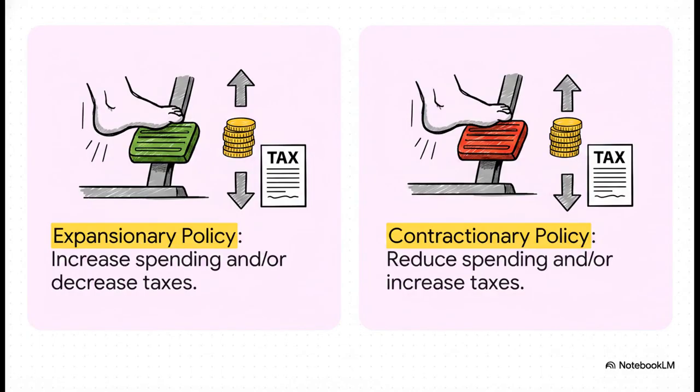Let's look at how this works in practice. How does the government respond when the economy fluctuates? Well, during a recession, the state basically hits the gas pedal. That's called expansionary fiscal policy. Government spending goes up, taxes might drop, and the budget deficit actually grows to stimulate the economy. On the flip side, if the economy is booming and expanding too fast, they hit the brakes with contractionary fiscal policy. Spending gets cut, taxes might go up, and that budget deficit shrinks to stop the whole system from overheating.